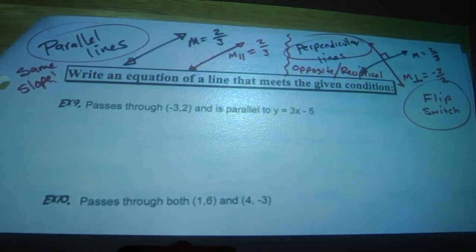So the old flip and switch, we flip the fraction. So 2/3 is now 3/2. And we switch from a positive to a negative or a negative to a positive. Okay? That's if it's perpendicular.